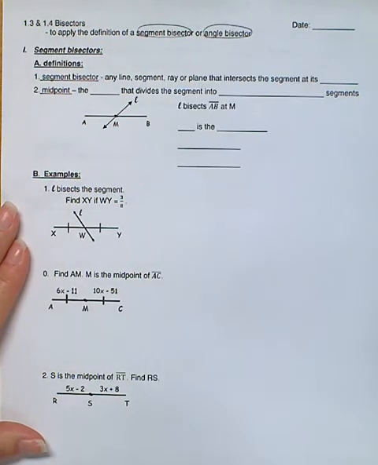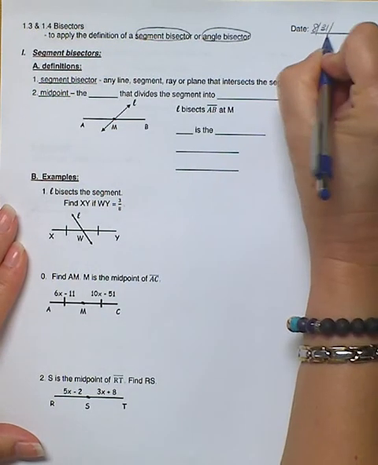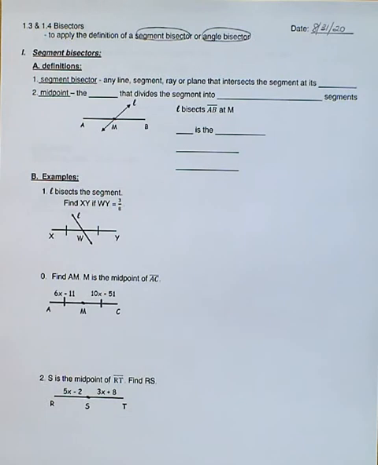Today is the 31st of August, so August 31st. It's the day that 31 Flavors puts their ice cream on sale, just in case you didn't know that.